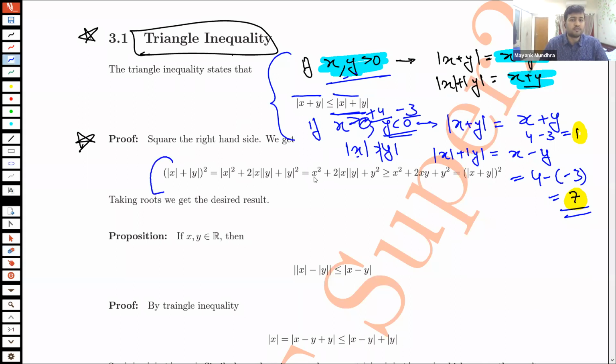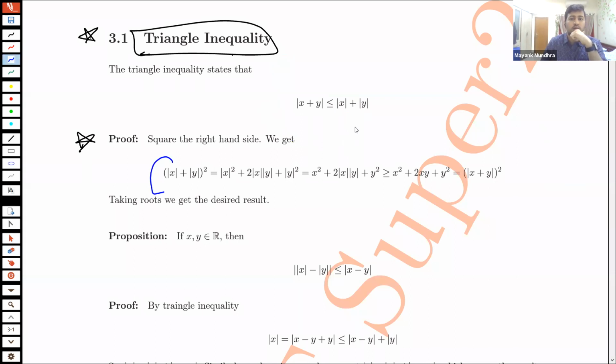A simpler proof comes from this. So you take the right hand side, and you square it. So (|x| + |y|)² is |x|² + 2|x||y| + |y|², the expansion of (a + b)².